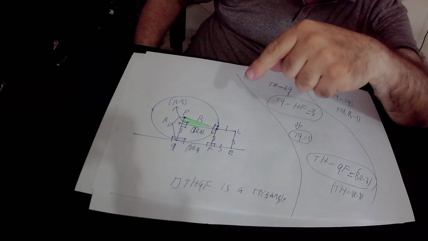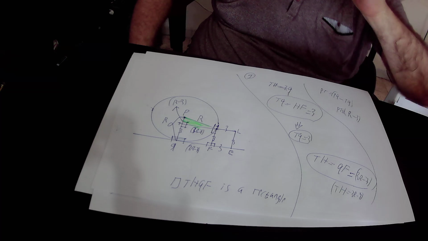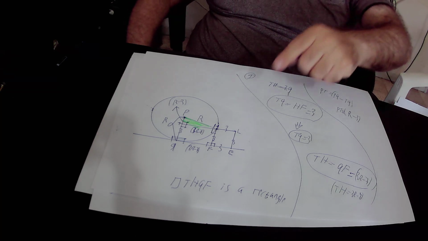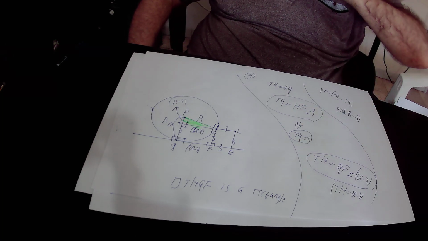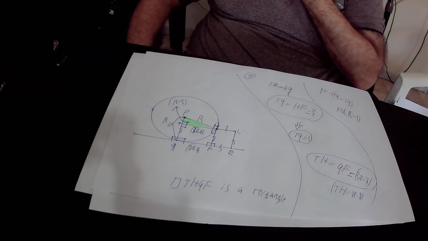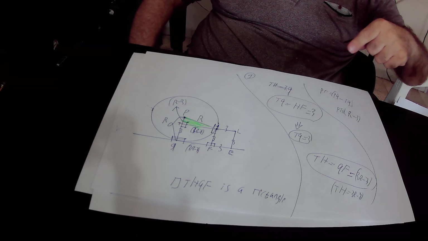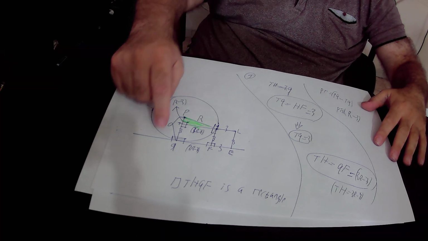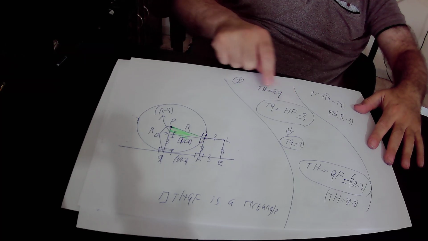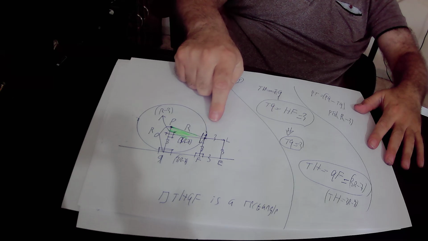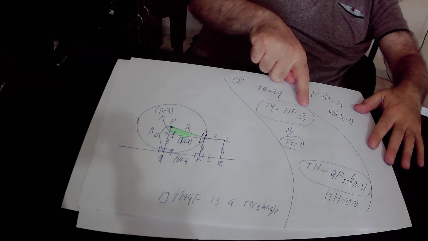So inside quadrilateral HTQF, we have 4 right angles. Therefore, quadrilateral THQF is a rectangle. And we know that the opposite sides of a rectangle are equal to each other. That is to say, TQ is equal to HF. But HF is the side length of the square, that is 3 units. So here HF equals 3.